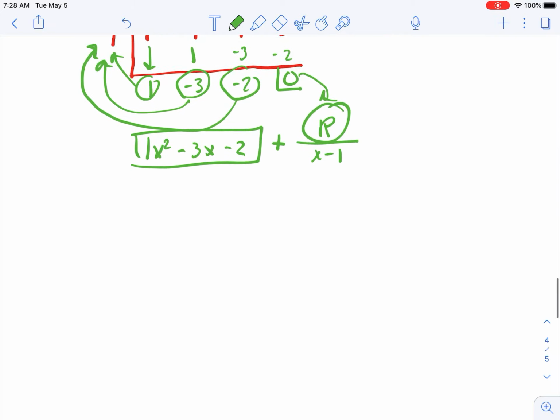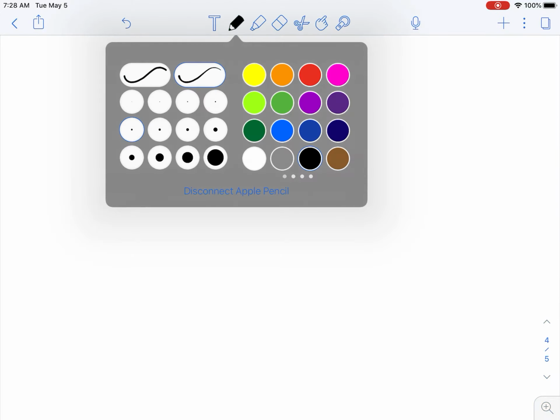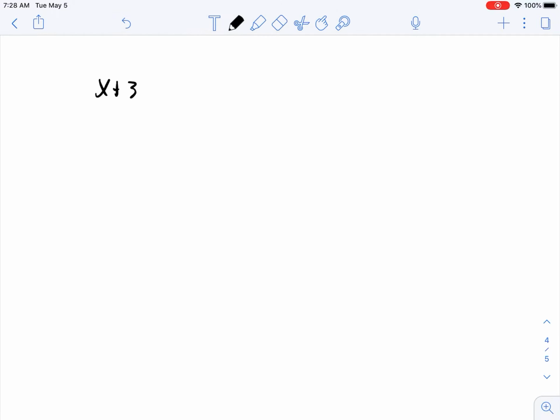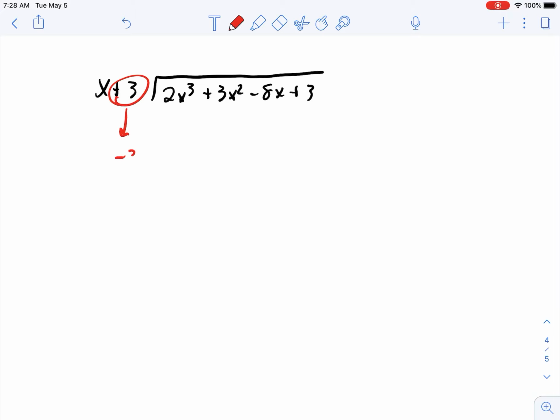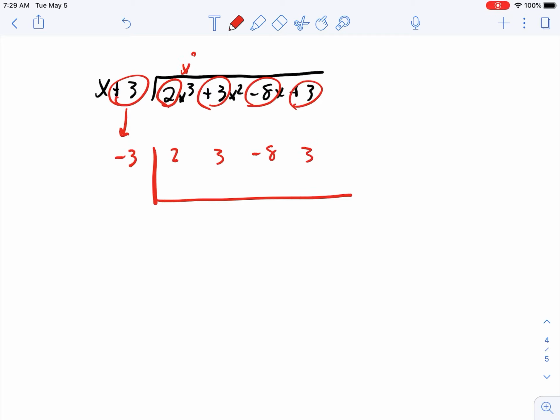Okay, let's try another one here. And speeding this up now. So let's say x plus 3, divided into 2x cubed plus 3x squared minus 8x plus 3. Okay, so change your signs. Minus 3. Upside down division. 2, 3, minus 8, and 3. Notice you also have x cubed, x squared, x to the first, x to the 0. You're not missing one. Again, if you're missing one, put a 0.